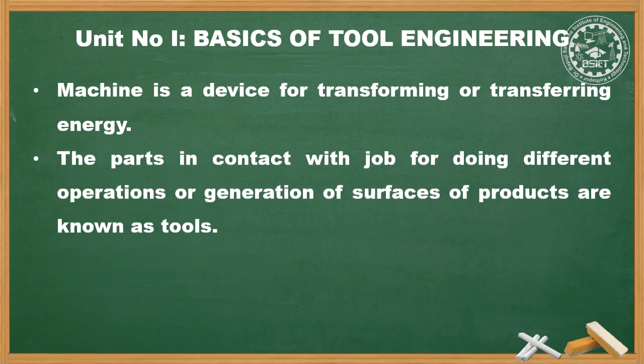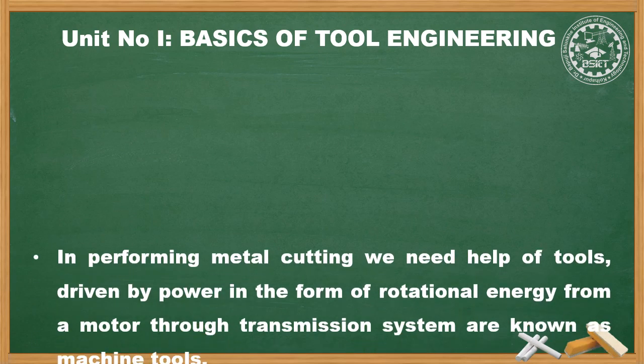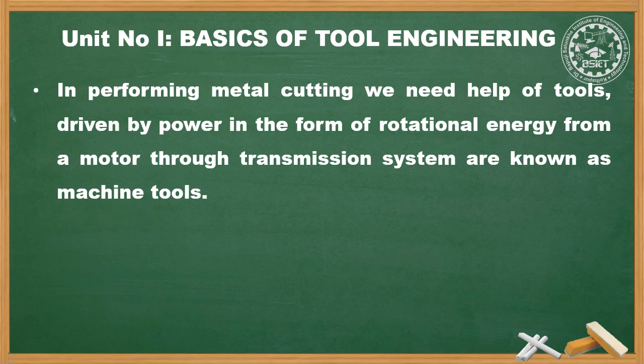So, what do you mean by tool? Tool is nothing but the part in contact with the job for doing different operations or generation of the surface of the product. After describing machine and tool separately, can we describe machine tool in a single definition? Yes, machine tool can be defined as the tool driven by power in the form of rotational energy from a motor through a transmission system for performing metal cutting.